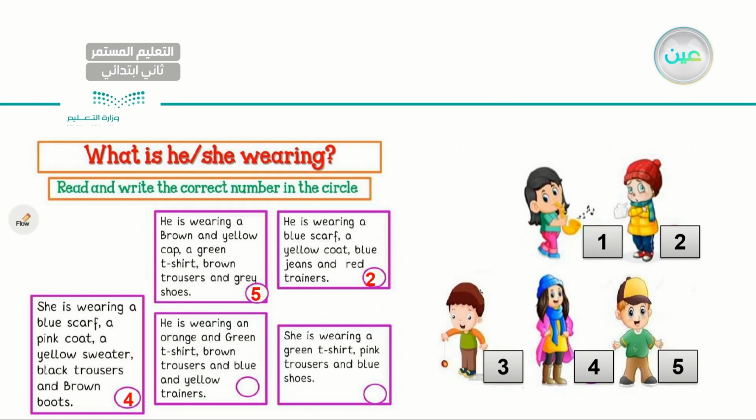Excellent. Let's go to the next one. He is wearing an orange and green t-shirt, brown trousers, and blue and yellow trainers. Definitely we are talking about picture number 3. Very good. And for the last one, she's wearing a green t-shirt, pink trousers, and blue shoes. Here we are describing the girl in picture number 1. Very good, my dear student.